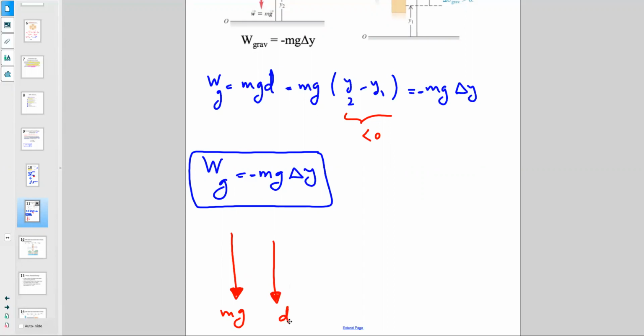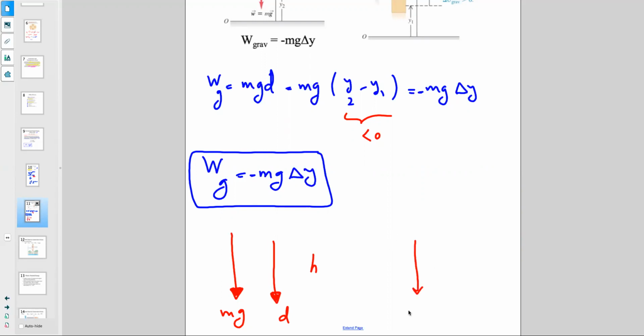So this is the displacement, and the displacement is final height minus initial height. In other words, this delta y here is negative. So negative times this negative will give you positive. And we know if you're going from a higher position to a lower position, then your work done by gravity is positive. We know that.